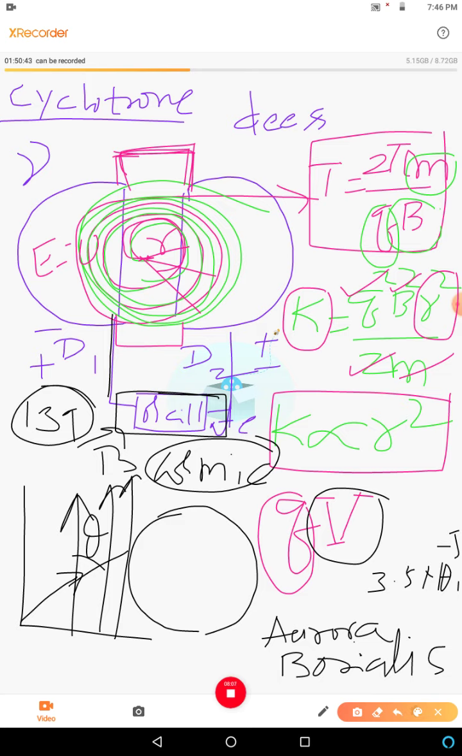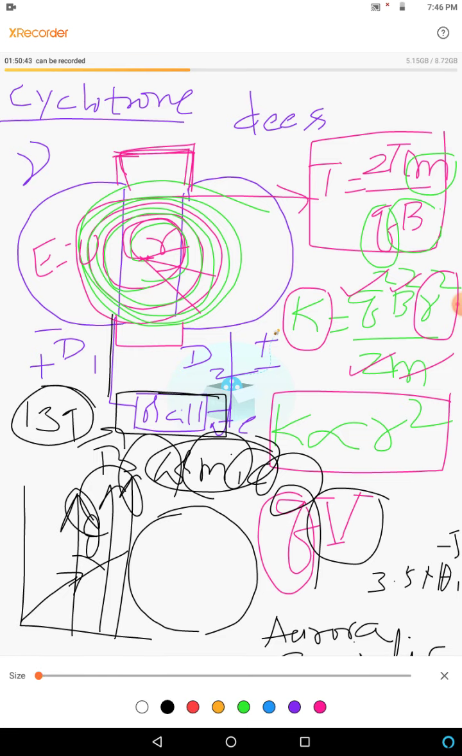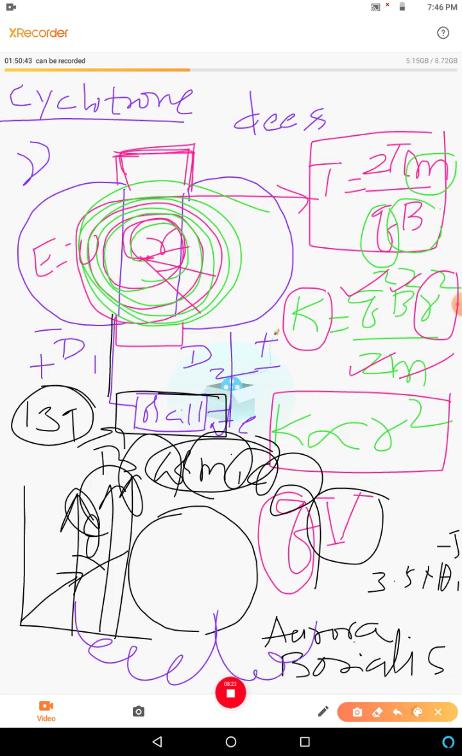So these charged particles will move in a helical path. Where do they enter? They will enter only at the poles. They enter only at the poles. So they will enter at the poles, only here at the poles.